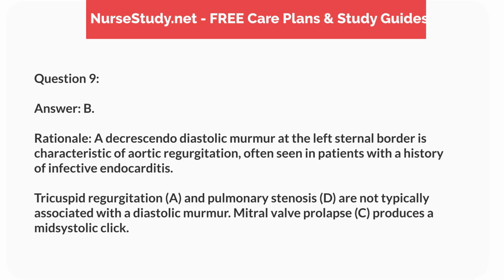Answer B. Rationale: a decrescendo diastolic murmur at the left sternal border is characteristic of aortic regurgitation, often seen in patients with a history of infective endocarditis. Tricuspid regurgitation, A, and pulmonary stenosis, D, are not typically associated with a diastolic murmur. Mitral valve prolapse, C, produces a midsystolic click.